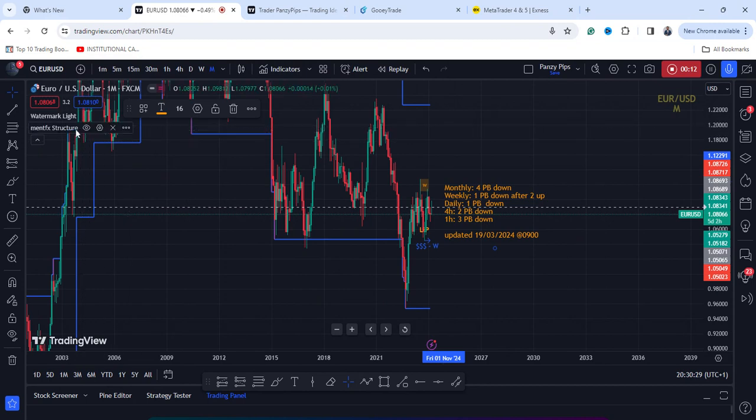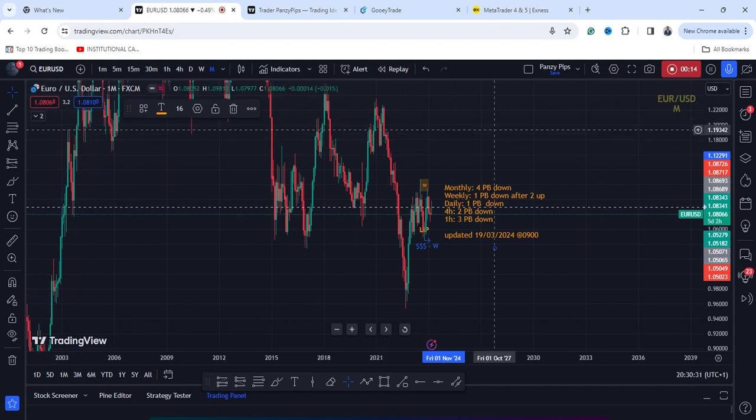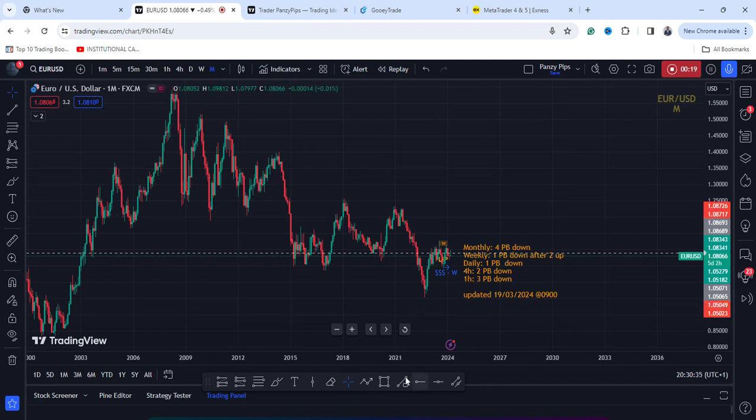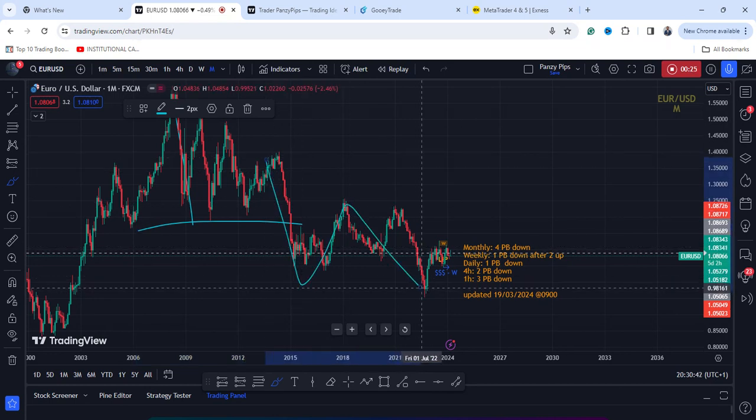Okay, for the monthly, let's take this off. I want to have a clear view. On the monthly, what do we see? We see that this market has been bearish. Where's my tool? Coming down all the way from here. This break turned it bearish, pull back, and then break again bearish.